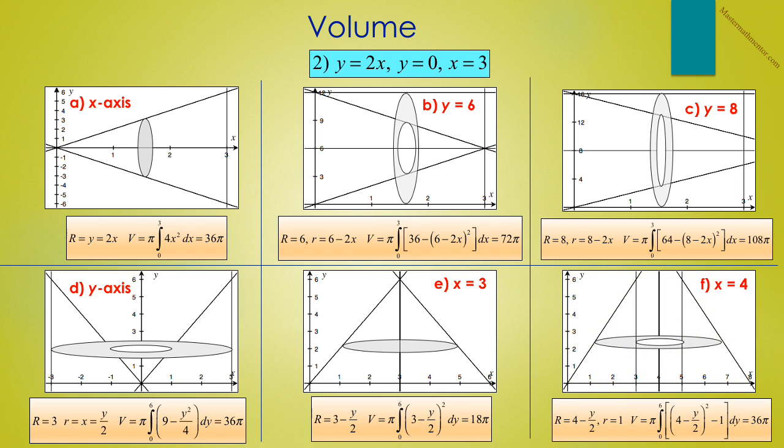In F, we are rotating about the line x equals 4. We again draw our mirror image of our region across the line x equals 4 and realize that this is a washer situation, with the outside radius being 4 minus x, which is 4 minus y over 2, while the inside radius is always 1. And therefore V equals pi integral from 0 to 6 of the quantity 4 minus y over 2, squared, minus 1, dy, which is 36 pi.